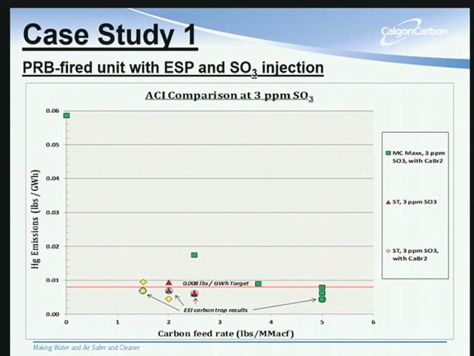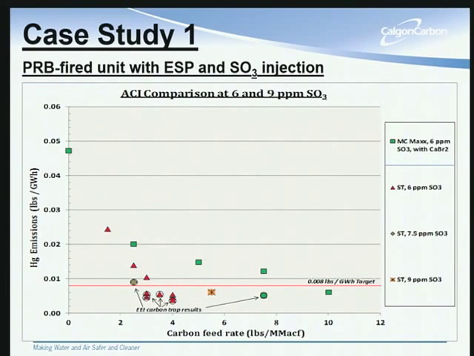This is some of that same data, but replotted in terms of stack emissions versus the carbon feed rate. Here the target was to hit 0.008 pounds per gigawatt hour. At 3 parts per million SO3, the ST product, the sulfur-tolerant product, gets you in compliance at around 1.5 to 2 pounds per million ACF. By contrast, the non-brominated carbon requires at least 5 pounds per million ACF.